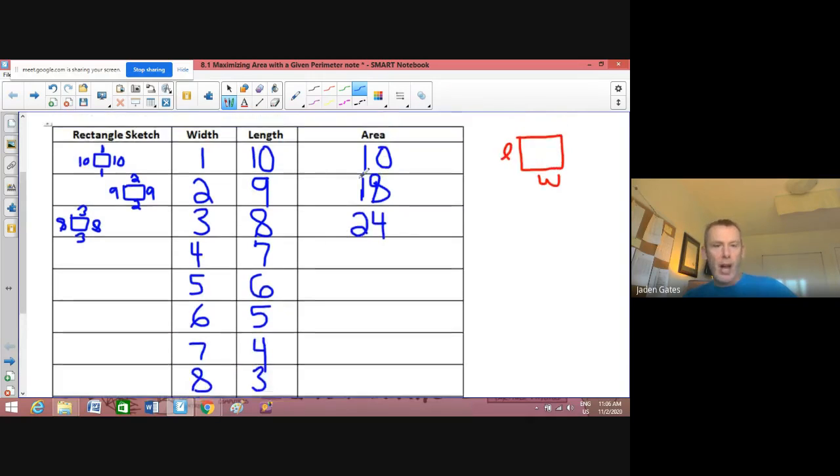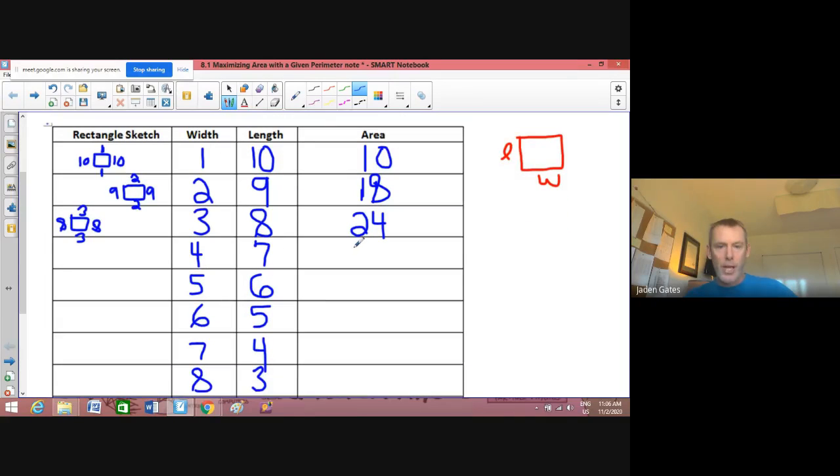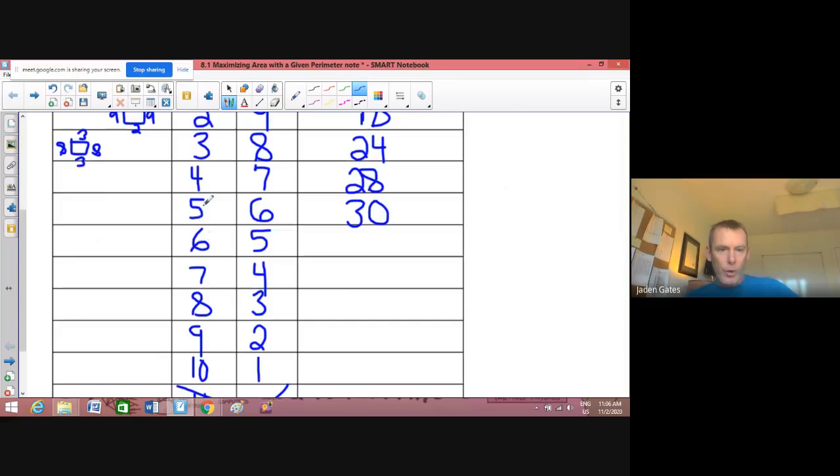Well, now what I can do is find my area. Again, because the area is equal to length times width, I have 4 times 7, which is 28. 5 times 6, which is 30. And then a 6 times 5. Well, it's starting to repeat itself because with the rectangle, as I mentioned before, length and width are interchangeable when you have two lengths and two widths. And so this is just a repeat of the one above it. A 7 by 4 is a repeat of the 4 by 7, and the rest of these are also repeats. So I don't need them.